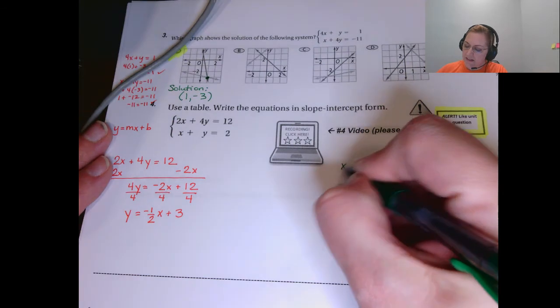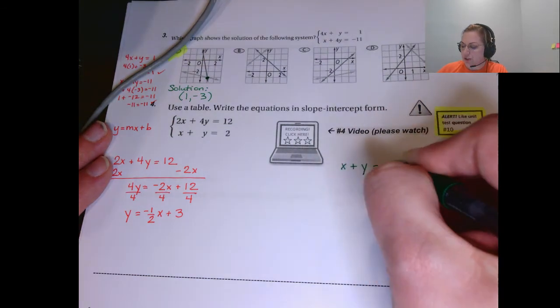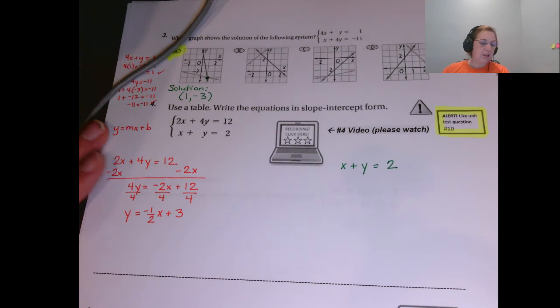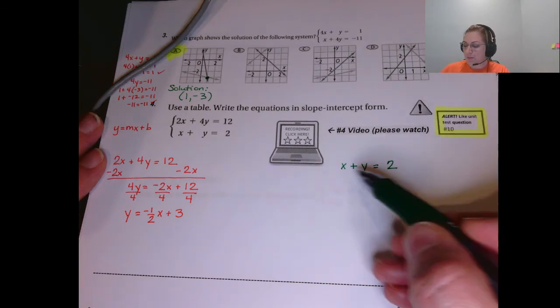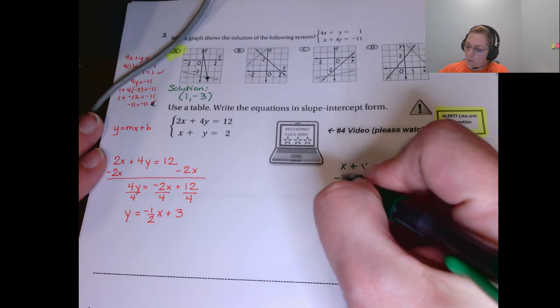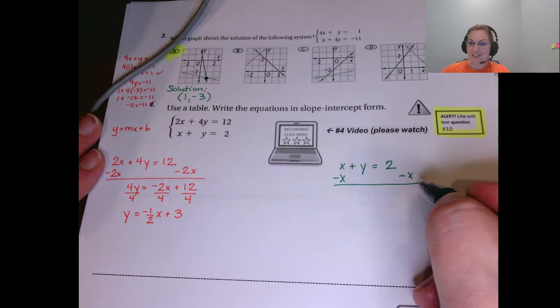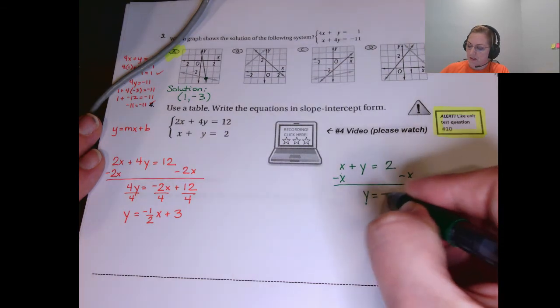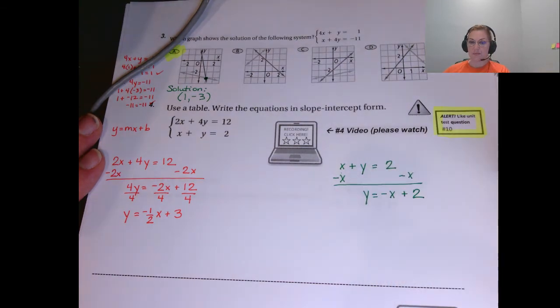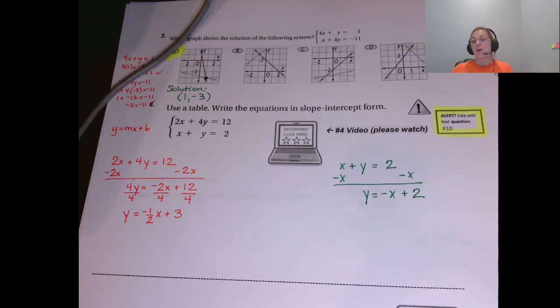I have x plus y equals 2. And this one's kind of easy because I just have to move the x and then y will be by itself. But I still do the same thing. I don't like that minus x underneath the 2. So I will leave them there. Okay, now it asks me to write a table to help me find the solution. So what I'm looking for is I need a point that shows up in both tables. Okay, so let's do this.